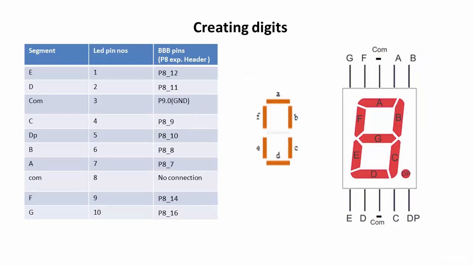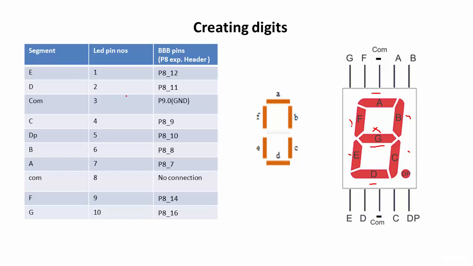So now, creating digits. Let's see how we can create digits on the 7-segment display. I am just considering a common cathode 7-segment display. Let's say I have to display 0 on this 7-segment display. I have to turn this one, this one, so all these segments on, right? And I have to turn this one off, right? So how to do that?